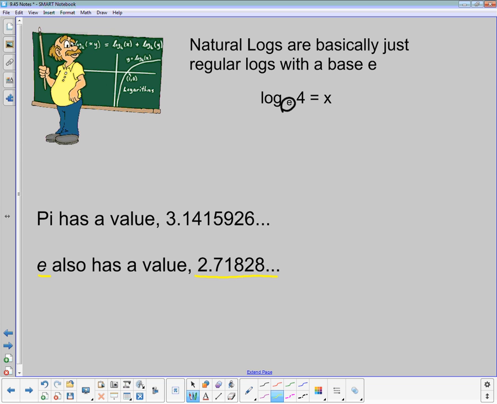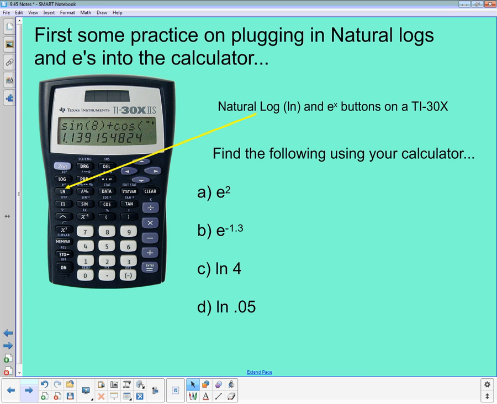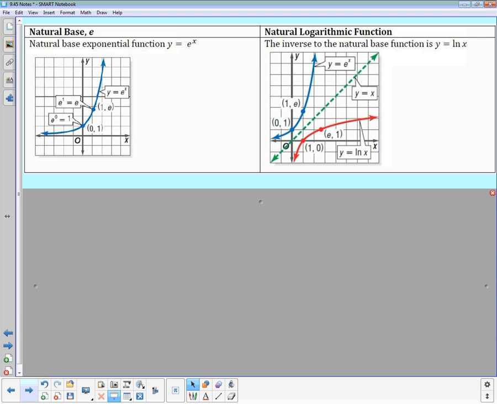The inverse of y equals e to the x, which is a natural base exponential, would be the natural log of the function. So here, I've got the function y equals e to the x. The inverse of that would be the natural log of x. And this ln tells you that it's a natural log. That's our notation there. Okay, it's the log of the natural base.